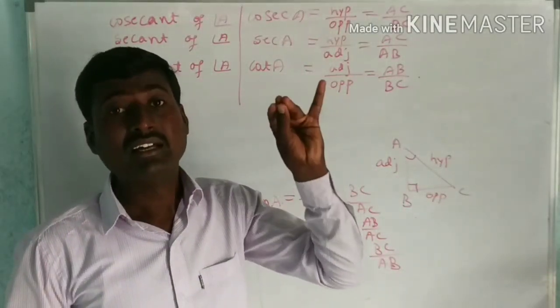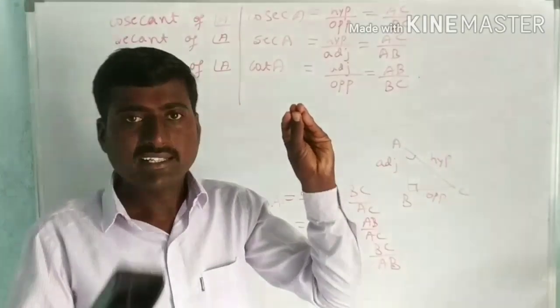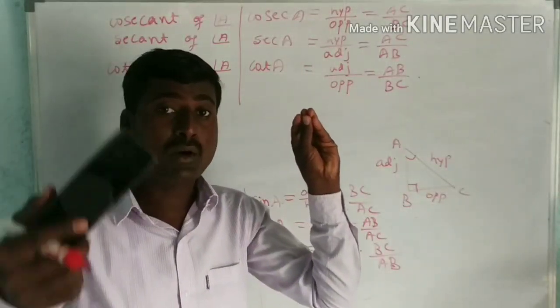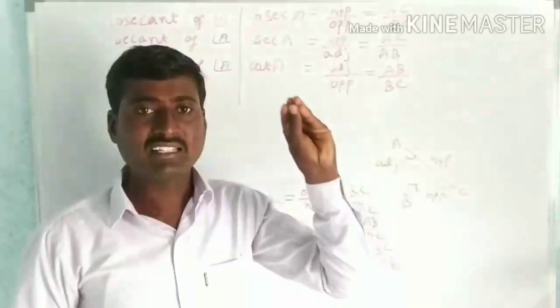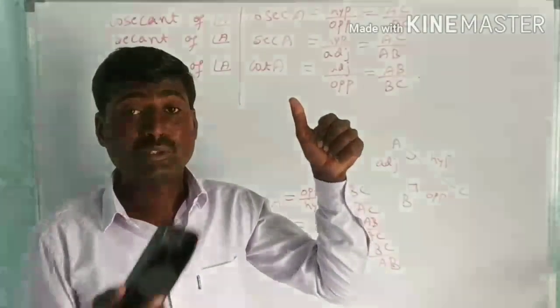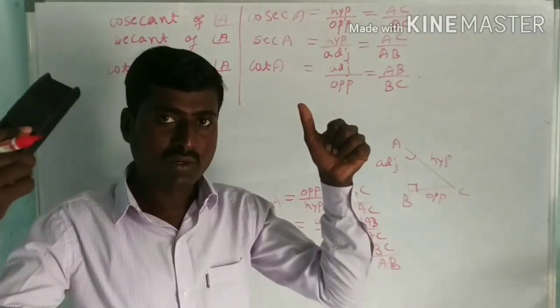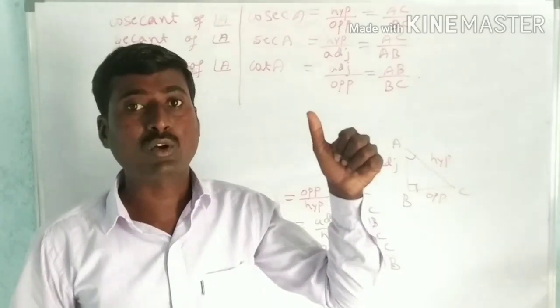Cosec is over. Next, secant, that is sec. Sec is the reciprocal of cos. So sec is hypotenuse by adjacent. Then the last one is cot. Cot is the reciprocal of tan. So I can write it as adjacent divided by opposite. Adjacent divided by opposite is cot.